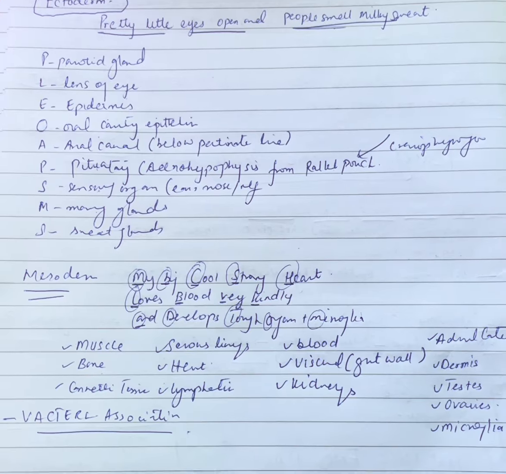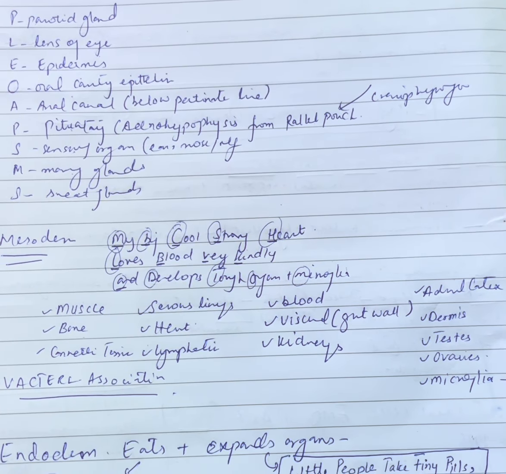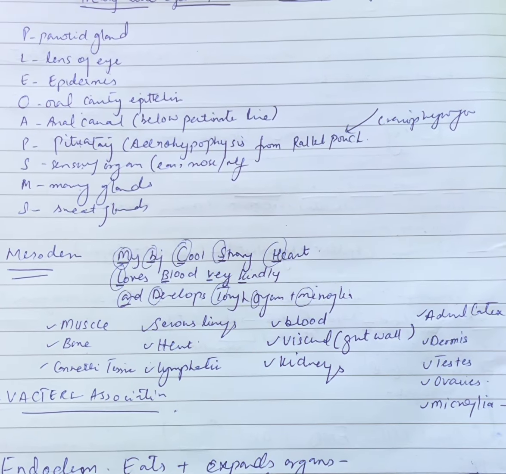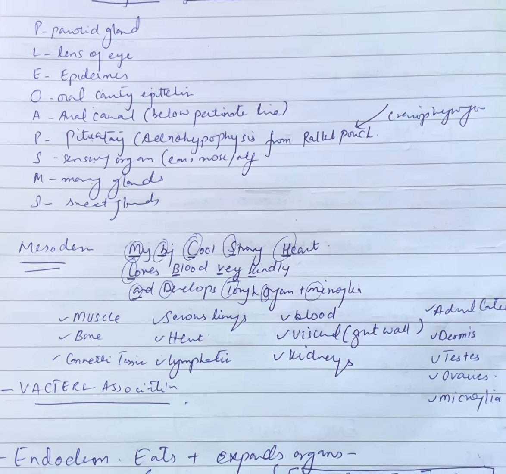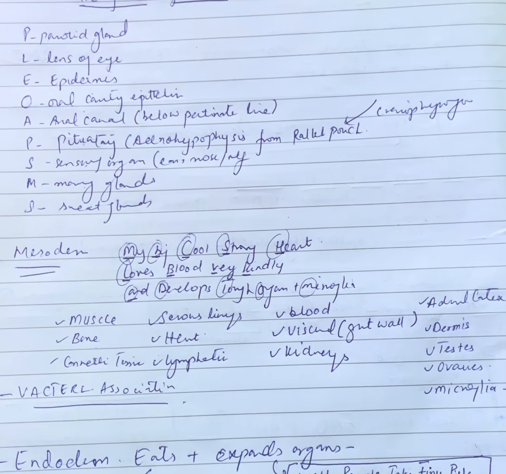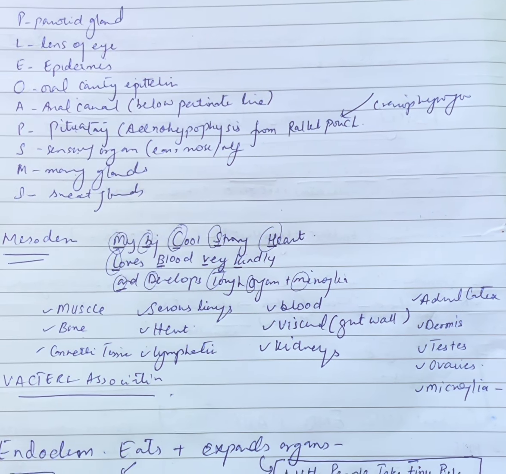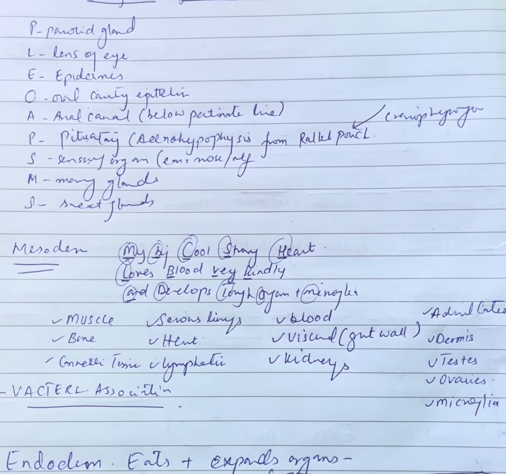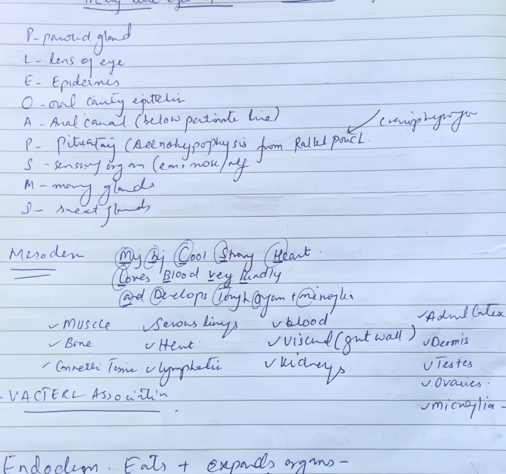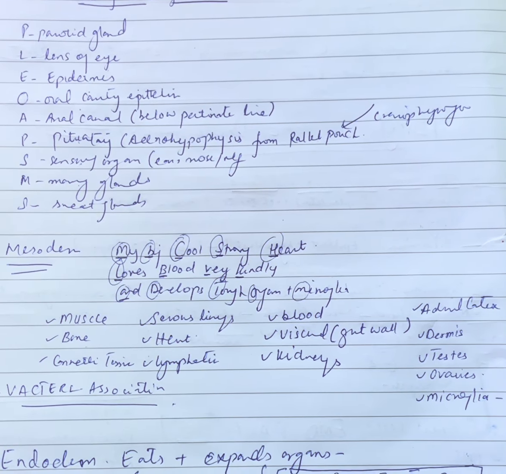Then we talk about the mesoderm. There is a long list of derivatives of the mesoderm, and the mnemonic is also pretty long, but very easy to remember. My big, cool, strong heart loves blood very kindly and develops tough organs and microglia.